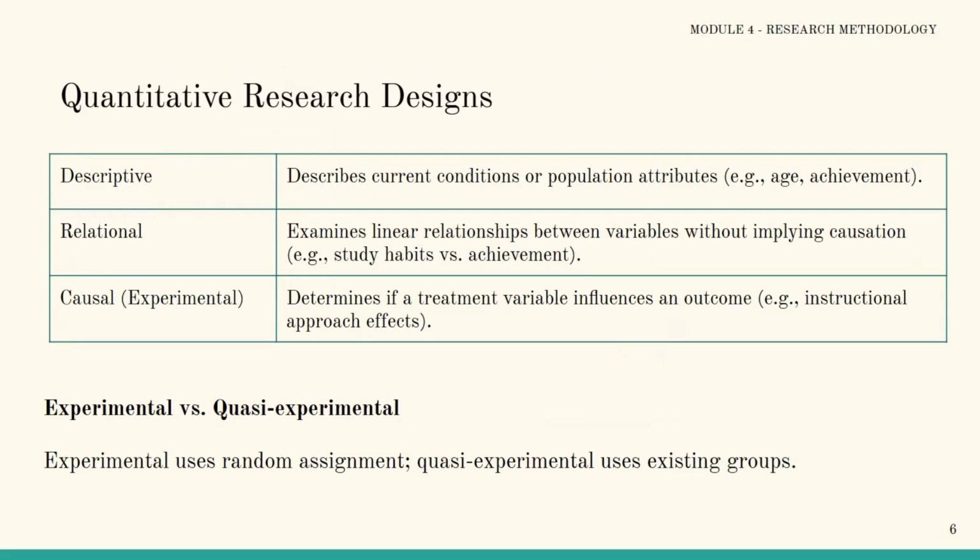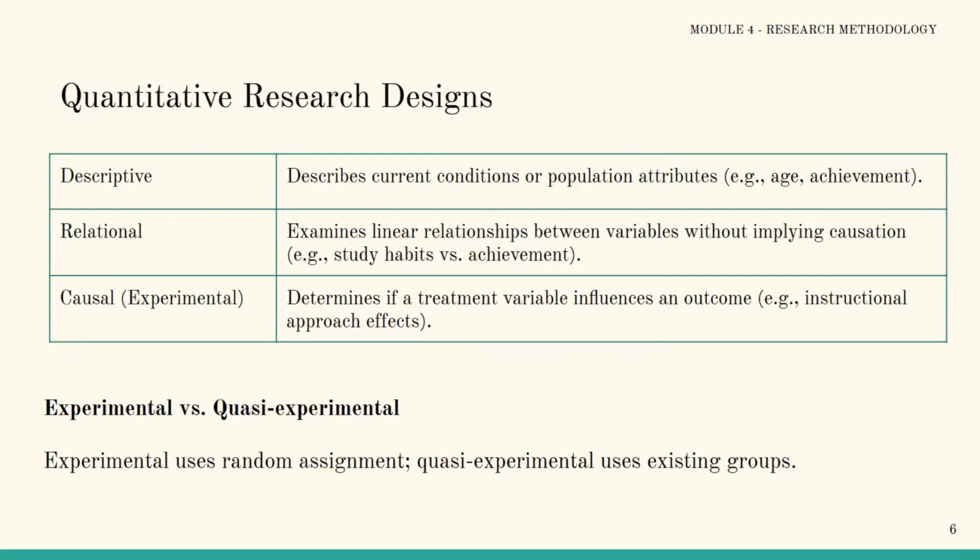So within quantitative research, there are also 3 basic designs. So one is descriptive. So descriptive means it describes the current condition of a population's attributes. Then there is relational. So it examines the relationship between variables, whether they can find similarities or differences or something. But what it doesn't do is that it doesn't imply any causation.